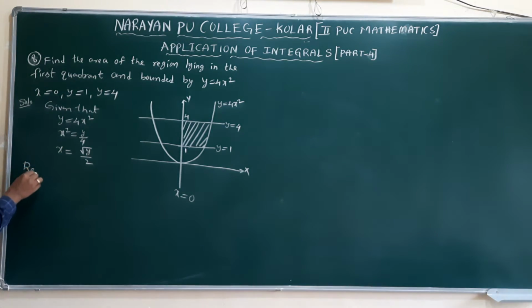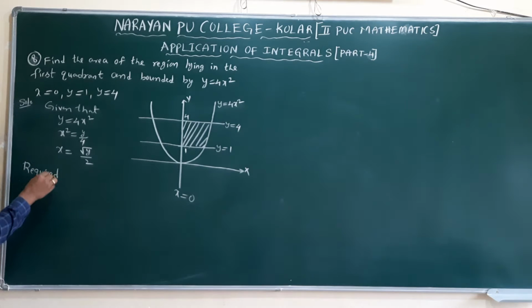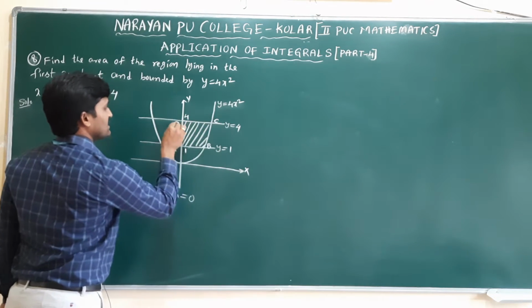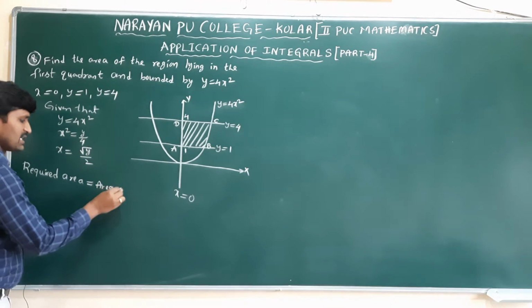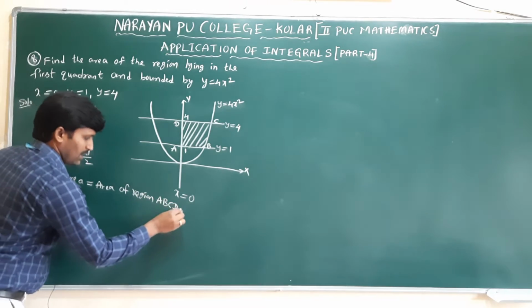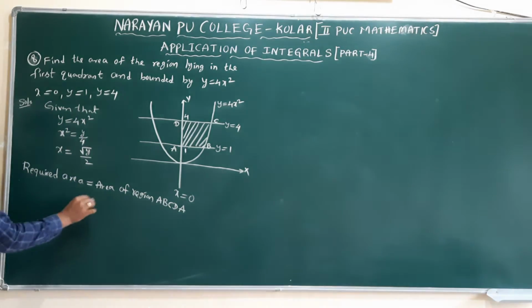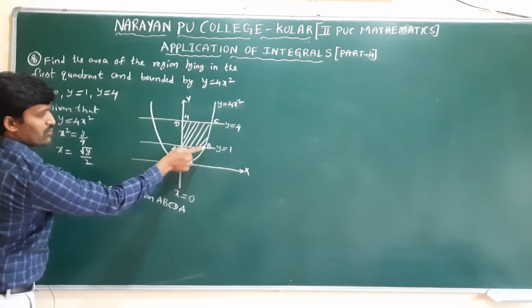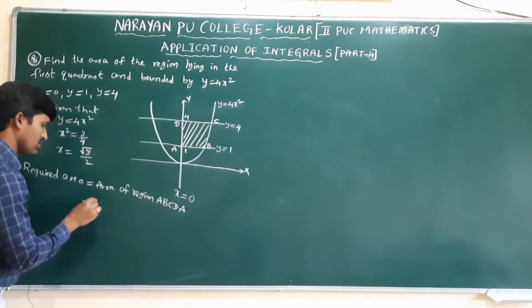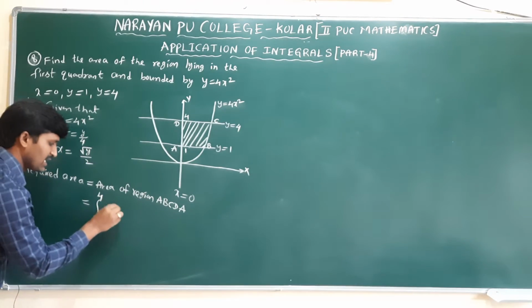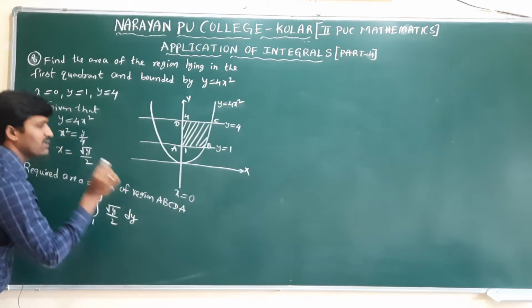So the required area. Required area equal to which region we want? Take the symbols A, B, C, D. Area of region. Which region do we need to find? A, B, C, D, A. For this region we need to view with respect to the y-axis like this. So here from 1 to 4 only the curve is involved. So integral 1 to 4, the curve x in terms of y we need to take. What is there? Root y by 2 into dy.